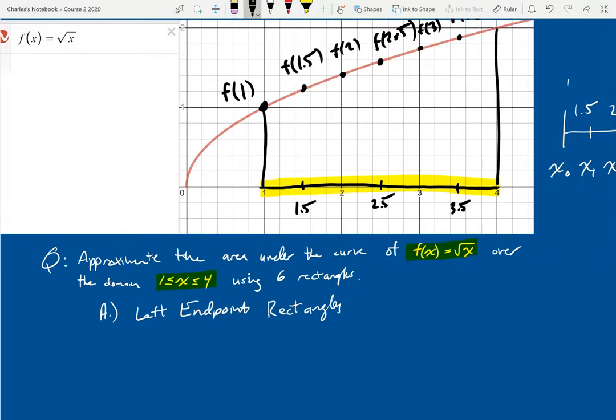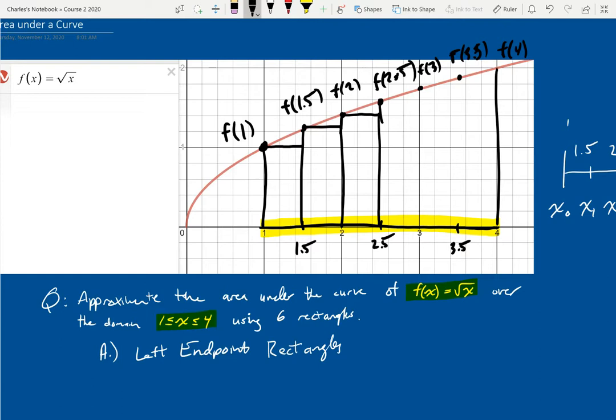So I'm making a rectangle from the left edge of this region between 1 and 1.5. And then from the left edge of the next region between 1.5 and 2. And from the left edge of the region between 2 and 2.5. And from the left edge of the region between 2.5 and 3. And from the left edge of the region between 3 and 3.5. And from the left edge of the region between 3.5 and 4.